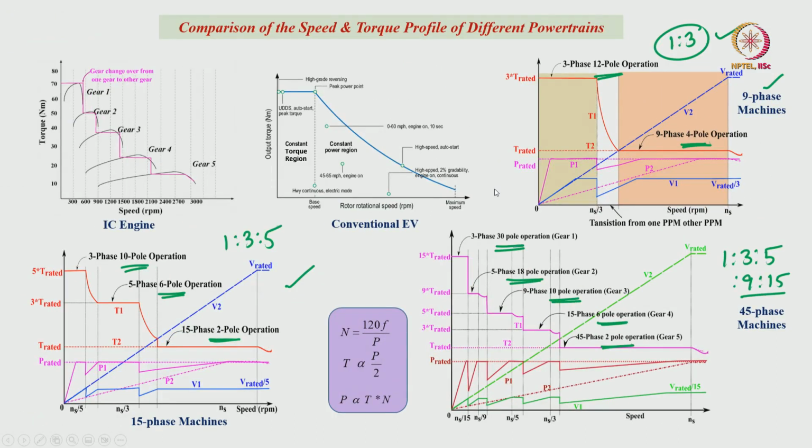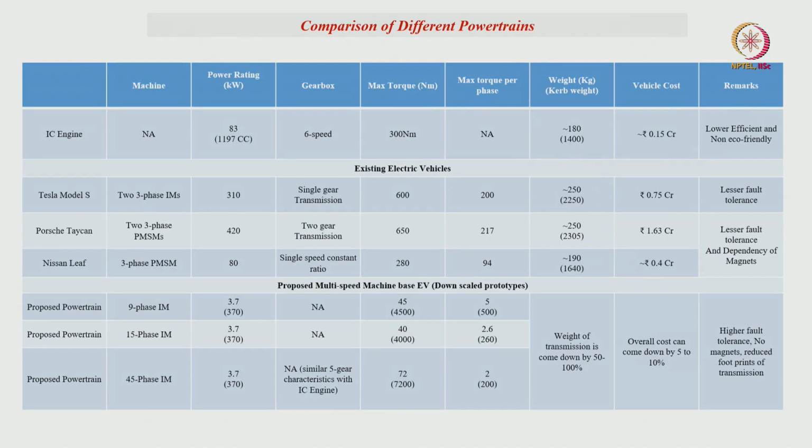The advantage with this kind of machines is we can eliminate the transmission system or gearbox system, or we can reduce the footprints related to the mechanical gearbox in various applications like traction and wind energy conversion systems and aircraft applications, ship propulsion applications, and higher fault tolerant capability we can attain. We can see here advantages. There are no magnets and reduced footprints of transmission, and weight of the transmission will come down accordingly.